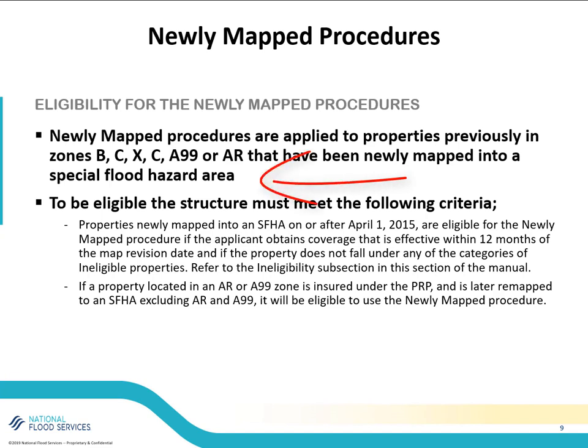That means that a property that was once in a B, C, or X flood zone is now in a flood zone beginning with the letter A or V on the flood insurance rate map. Moving from a non-special flood hazard area into a special flood hazard area does mean higher premiums for the policyholder. The newly mapped procedures were put in place by the NFIP in order to gradually give the policyholder time to transition into higher premiums. In order to be eligible for these procedures, the property must be newly mapped into a higher risk special flood hazard area.